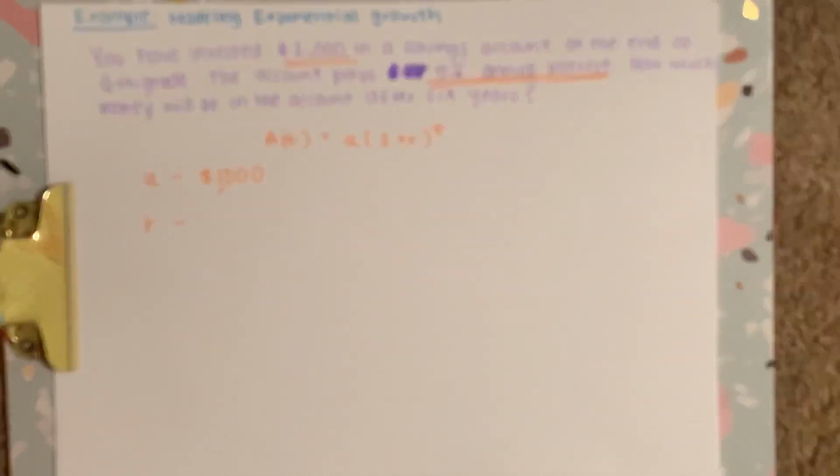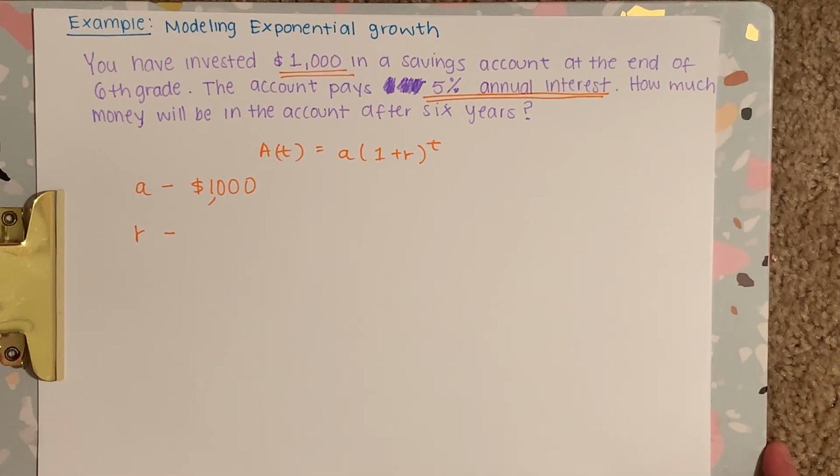So our example, which is on our Word document notes, states you have invested $1,000 in a savings account at the end of 6th grade. The account pays 5% annual interest. How much money will be in the account after 6 years?